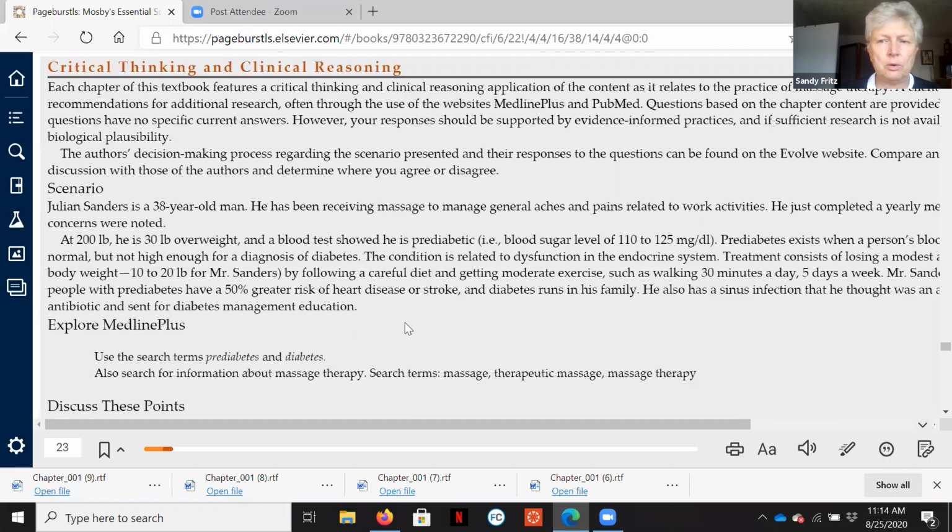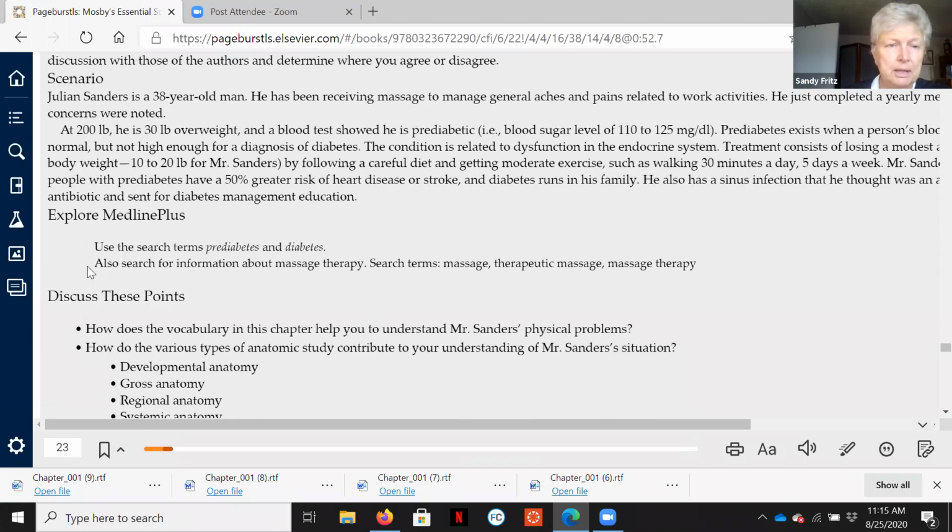And of course, we're trying to see, as Julian's massage therapist, how we are going to alter massage therapy based on this information. So we're probably going to have to learn more about prediabetes and diabetes. And the best place to start with that is MEDLINE Plus.